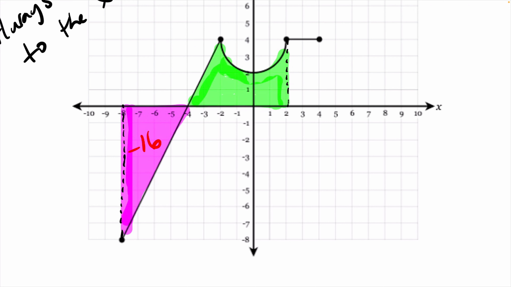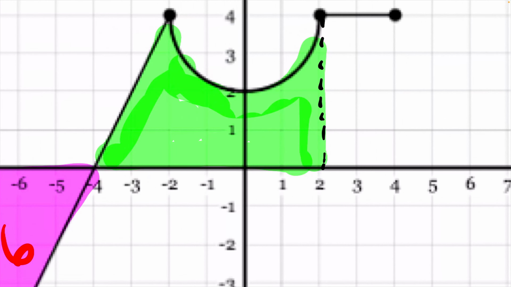The green is not a shape I recognize. So I'm going to break it up into smaller pieces. There's different ways to do this. There's not one way to find the area of the green, but you can break it up into smaller pieces. I would probably do, this is a triangle here. And then I would say, if I close this off here, it becomes a square, and then I could just subtract the half circle. That might be the easiest. The triangle is a 2 by 4, so that's 8 divided by 2, which is positive 4.